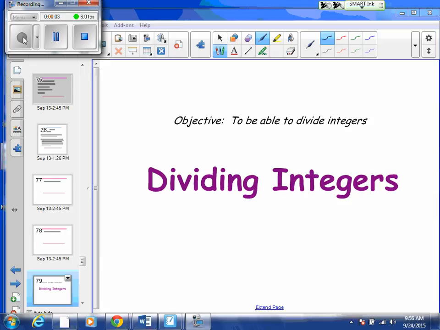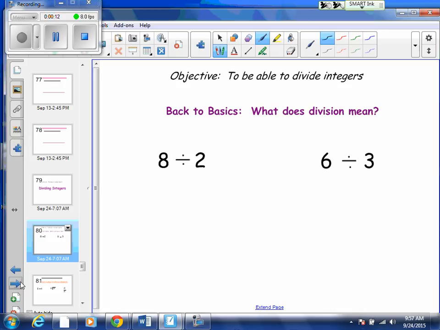After watching this video, you should be able to divide integers and know the rules that apply to both multiplying and dividing integers. Alright, so let's start with the basics like we always do. What does division mean? I know you can spit out the facts, but what does it mean? Why is the answer to 8 divided by 2 equal to 4?